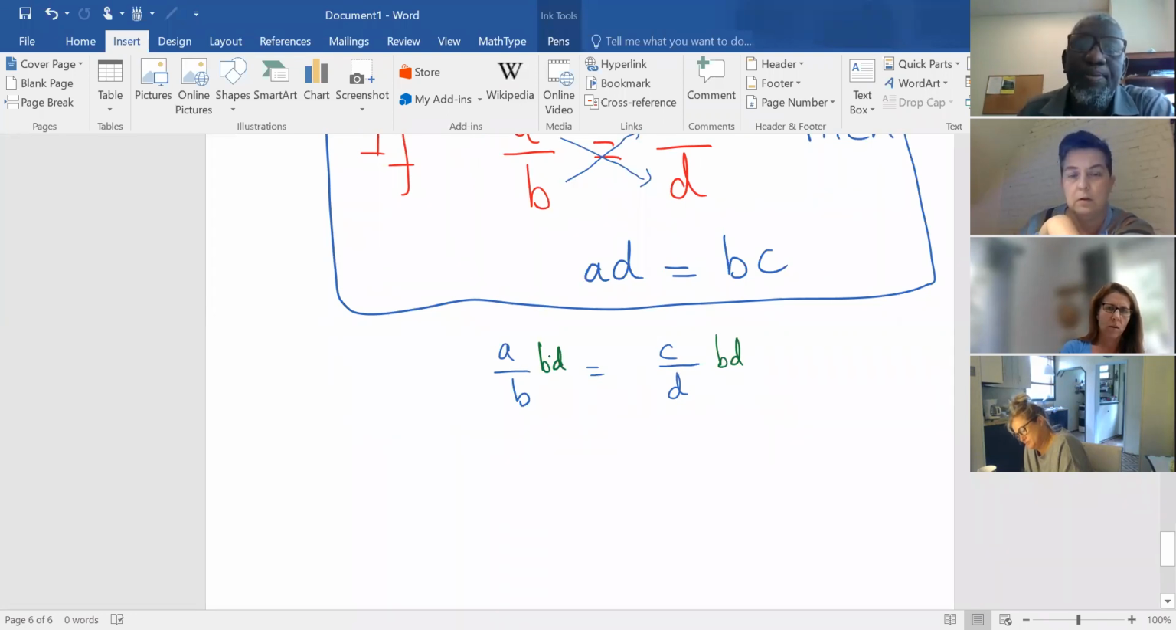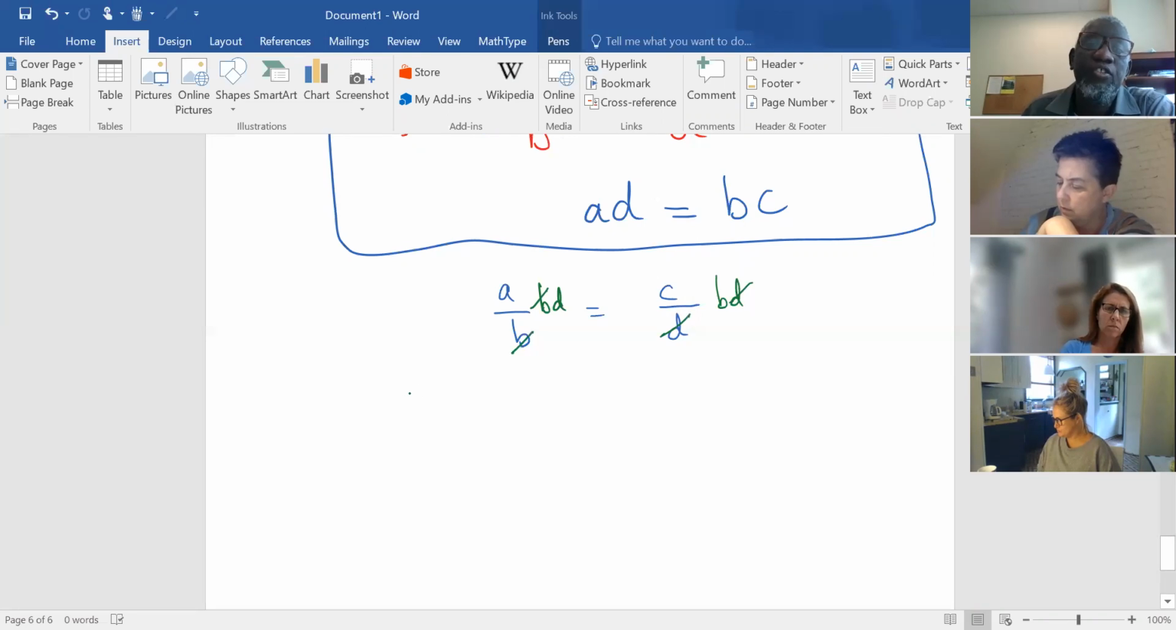Look at the b's here. What happens to the b's? They cancel out, right? I have ad left. And here, the d's cancel out. I have bc left, right? This is where this stuff comes from, okay? So if you say 6 over 8 is equal to 3 over 4, right?